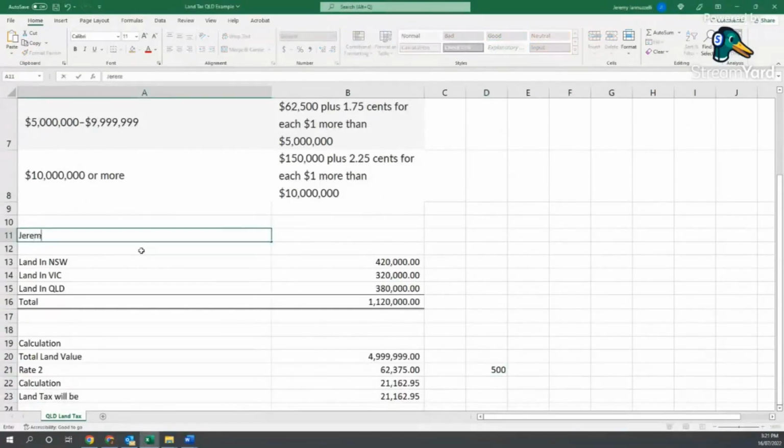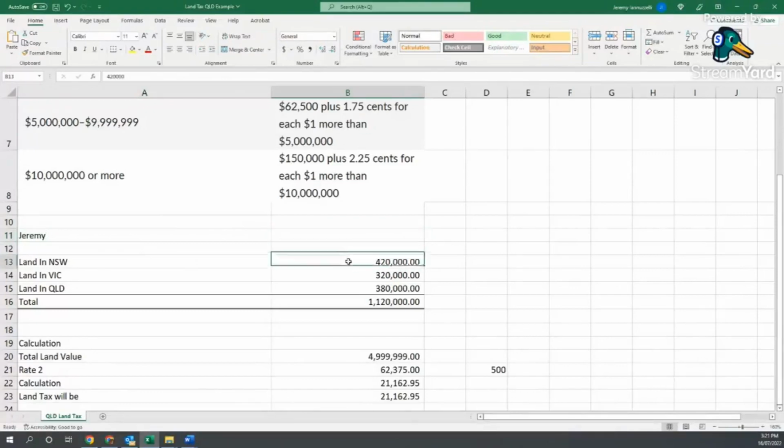here, we'll say Jeremy. Jeremy owns land in New South Wales of 420,000. Jeremy also has land in Victoria worth 320 and land in Queensland worth 380. So I'll just reiterate what this means. It's not the property value, it's the land value. And you can find out what your land value is by looking on a Land Tax Commissioner statement, or a good way to look at it is look at your council rate. Your council rate will have an identifiable land value. And that's how most people's council rates are calculated.